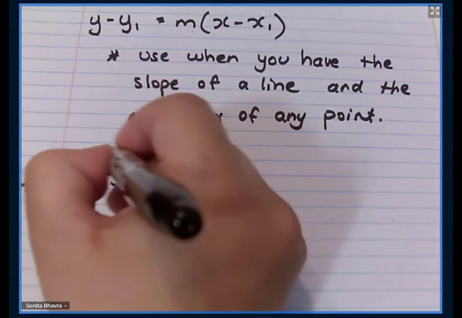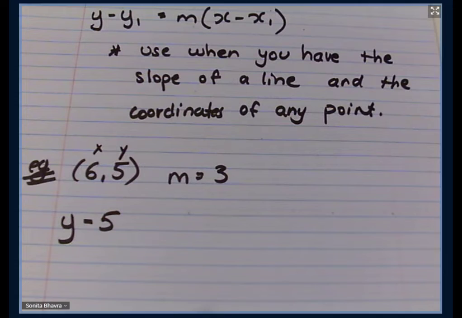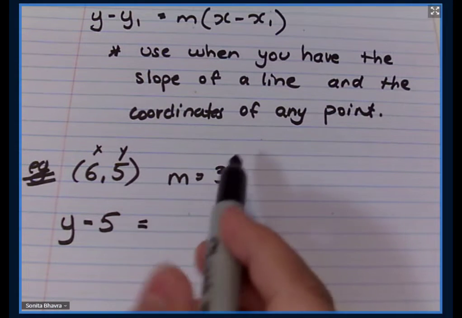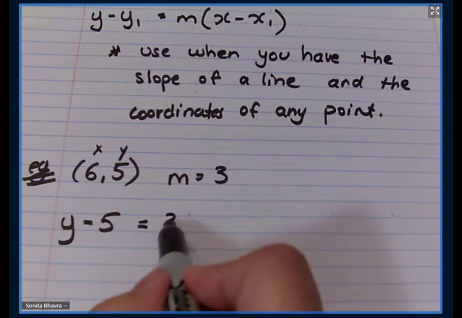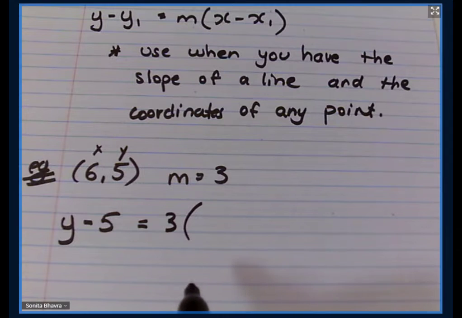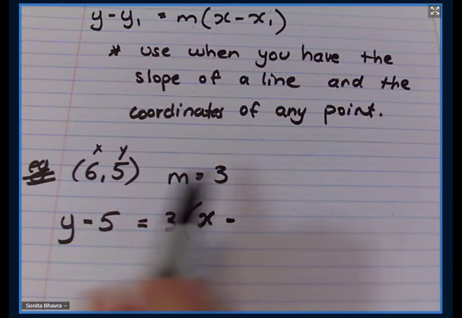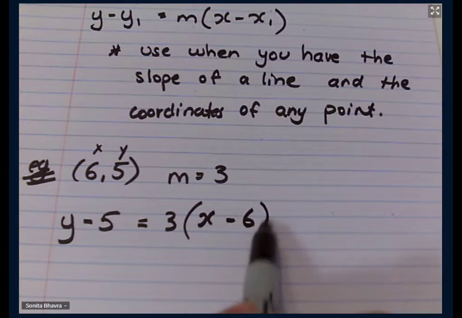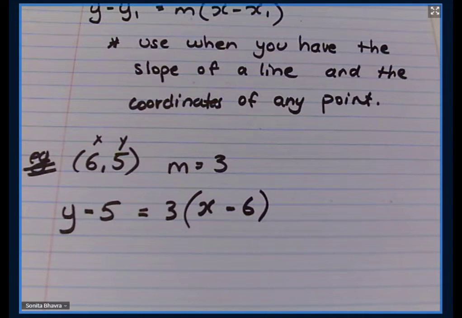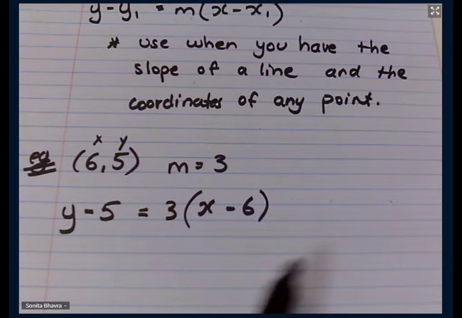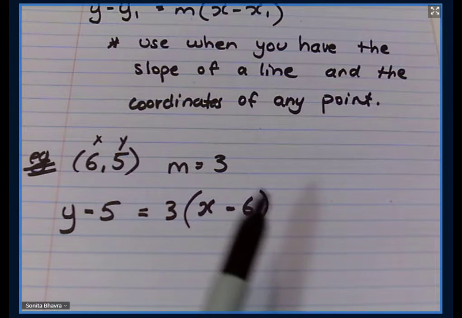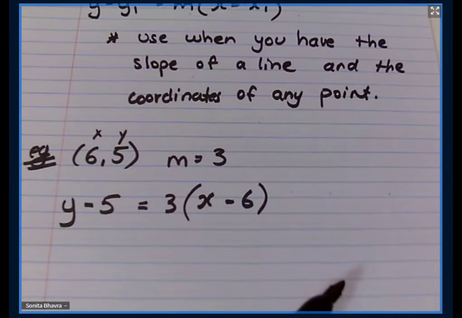All right, so y minus y1, so y minus 5, the point 6, 5 here. So again, this is our x, this is our y. Equals m, m is 3, and then x minus x1. So x minus 6. And that is it. We have now put our equation of a line in our slope point form. If required, you can change this using your algebra to convert this to y equals mx plus b form as well.